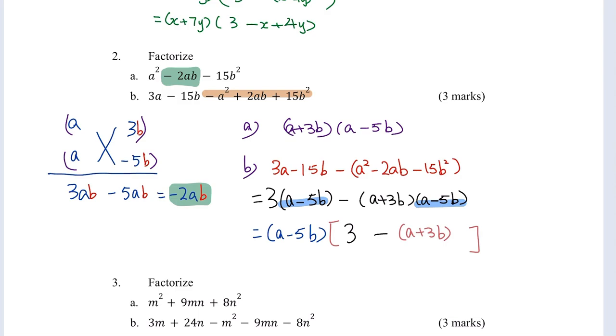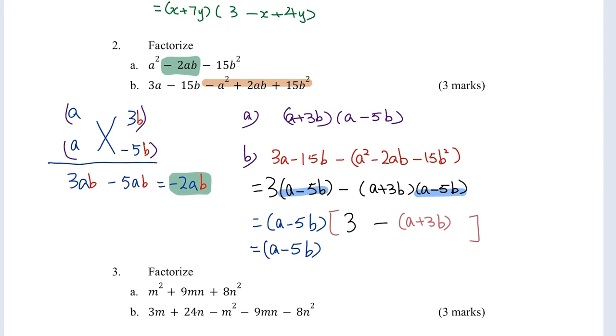Okay, one more final step will be you opening up the bracket. How do I open up the bracket? This negative goes here. It also goes here. Not the 3, just the negative. So 3 minus a, negative positive is negative. And that's your final answer.